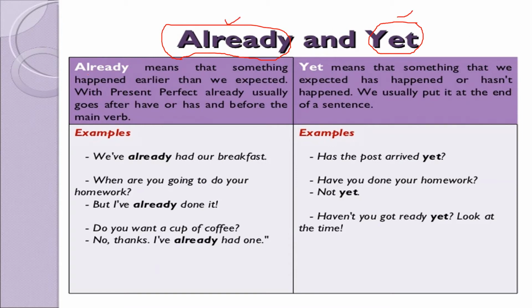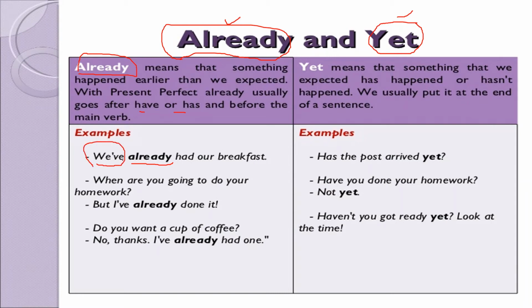Right? Where do we use already? First, we need to understand that already means something happened earlier than we expected. With present perfect, already usually goes after have or has and before the main verb, where we are placing the word already before the main verb and after have or has, right? Here we can see the example.